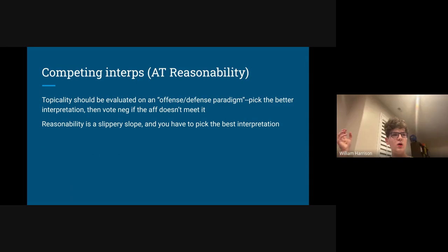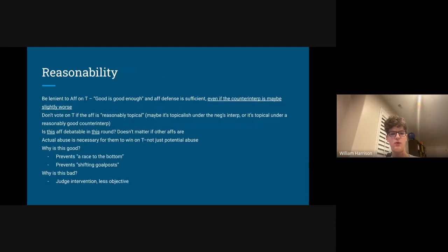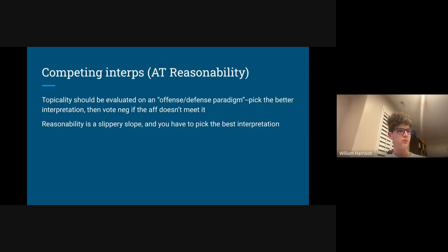You should pick whichever interpretation is the best model for debate. So which one produces the best debates, has the best impacts, and avoids the worst ones. And then you should vote based on whether the app meets it. So which side do you think is going to be reading which of these? Aff would be reading reasonability. Yes. And neg would be reading that. Yeah. So aff is going to read reasonability because, again, it makes judges a little more lenient on topicality.